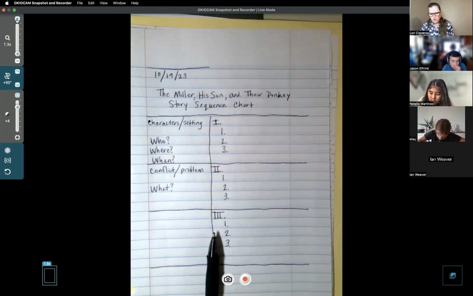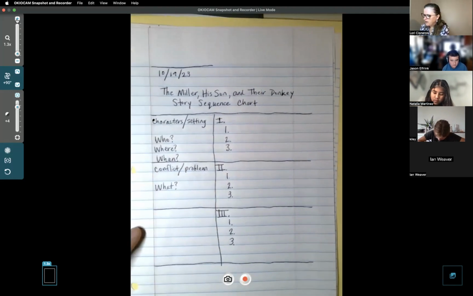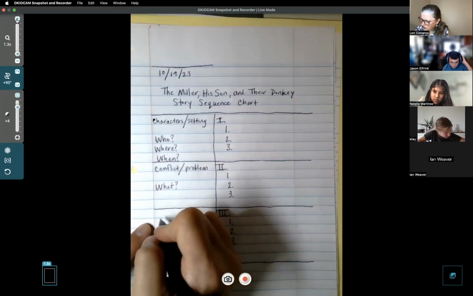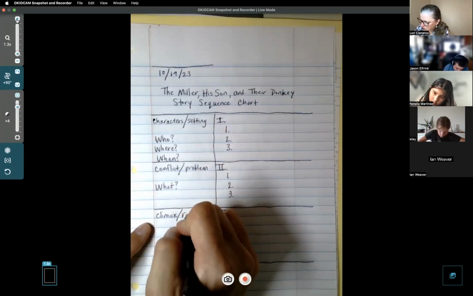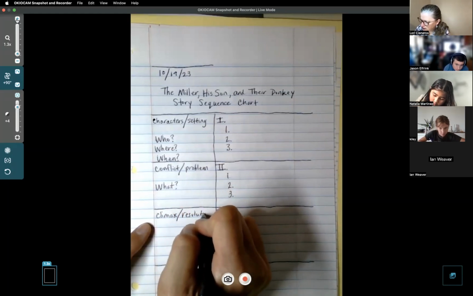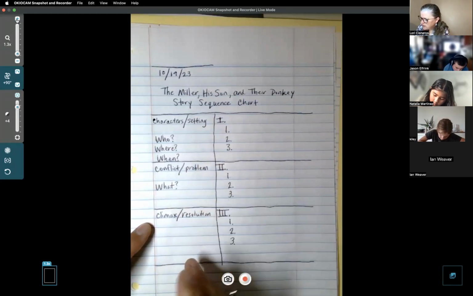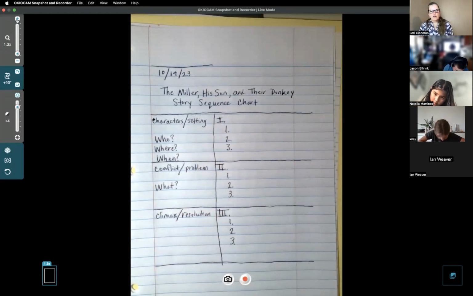And then, as you remember from the yellow page, the last part has two words too. This is climax/resolution. Now, climax, remember, is that part where we don't know if the good guy is going to win or the bad guy is going to win. We don't know what's going to happen.